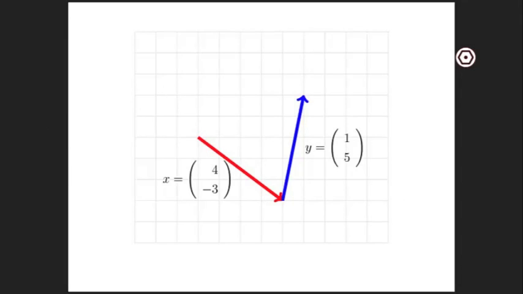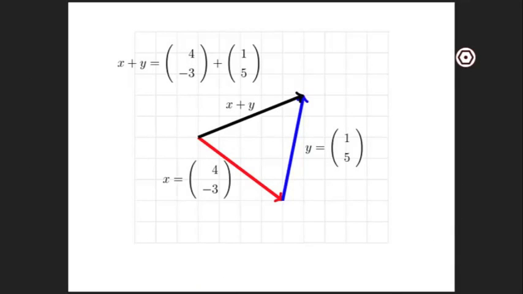We call this laying the vectors head to tail. The vector that results from adding the vectors is the net result of following first vector x and then following vector y. The way to compute the vector that results in this way is to sum the components.